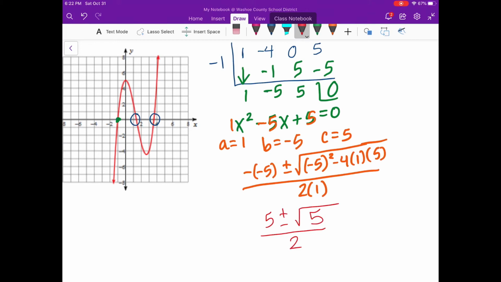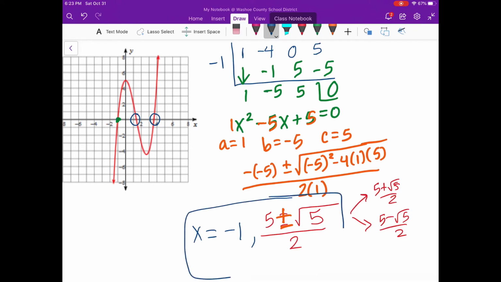So this, remember, can be split up technically into 5 plus root 5 over 2 and 5 minus root 5 over 2. But this plus or minus is perfect to indicate that you're going to have 2 solutions. The plus or minus is great there. So really, all you have to add to the beginning of your answer is the negative 1 that you divided by. This right here is 3 solutions, which if you look on your graph, this graph does cross the x-axis at 3 different places. So this would give me a decimal, but you're just going to leave the exact answer as a radical.